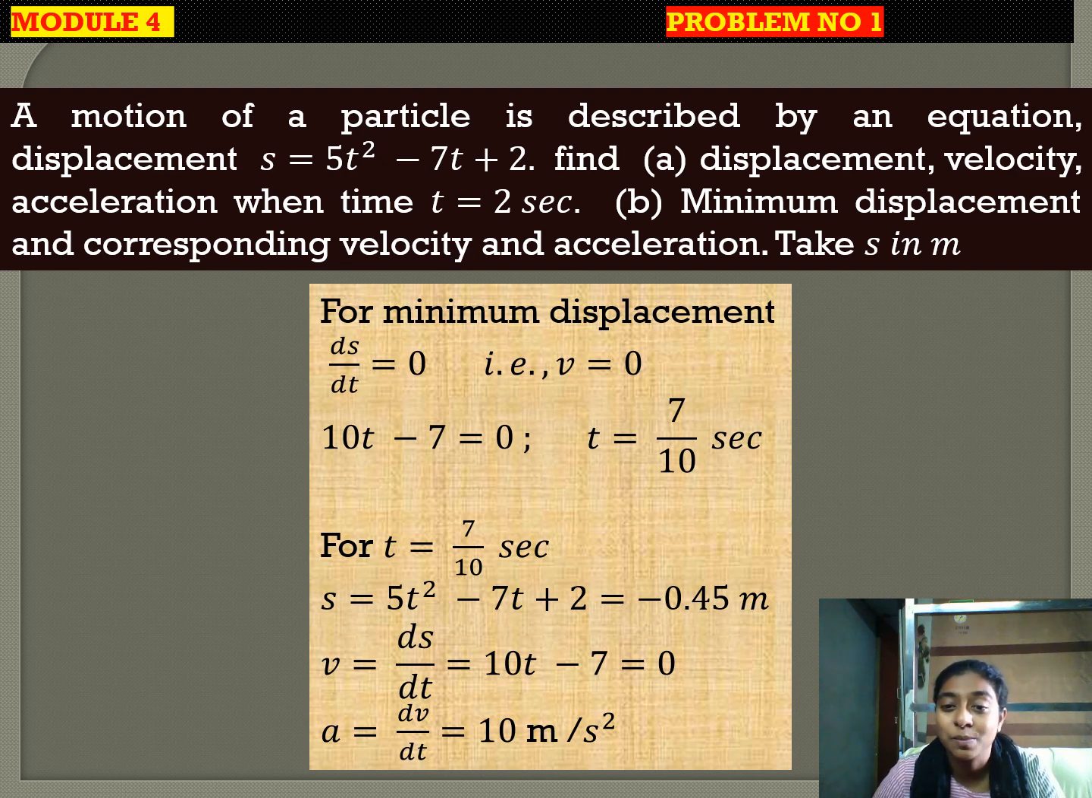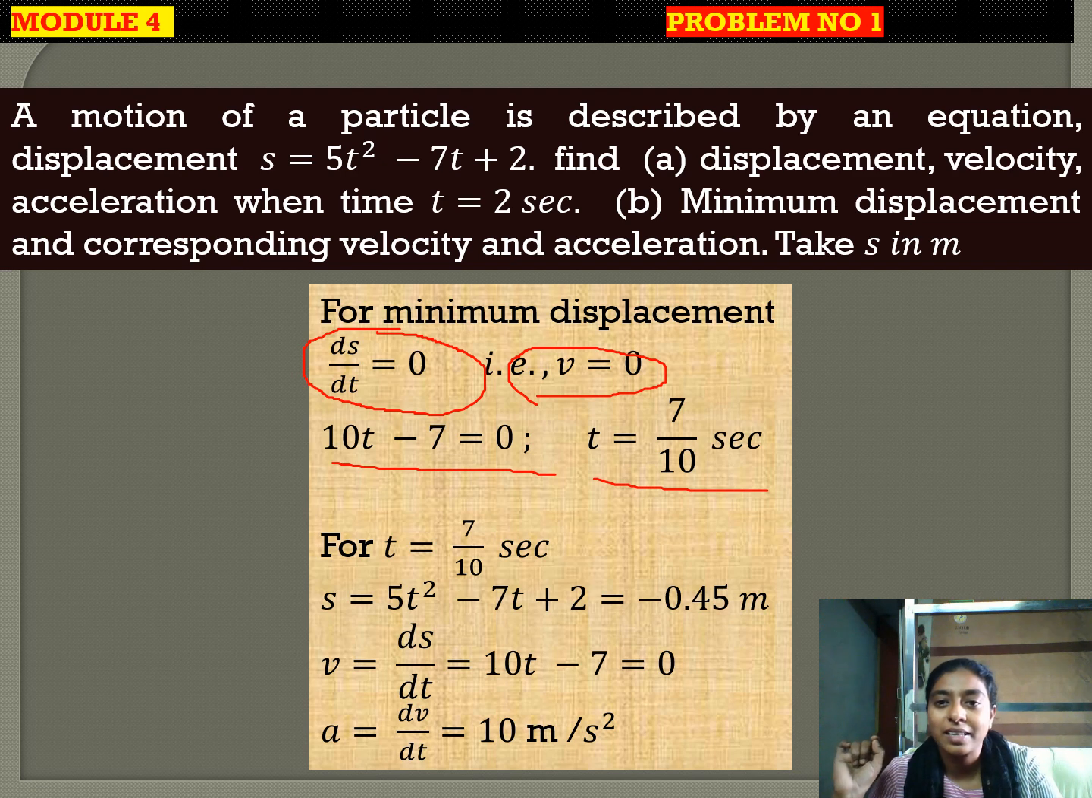So, here it is minimum displacement. Differentiate displacement with respect to time and equate it to 0. That is what we have done here. We know ds by dt is v. So, v is equal to 0. Now, equating the velocity to 0, we get time t equal to 7 by 10 seconds. So, at time t equal to 7 by 10 seconds, you will have the minimum displacement.